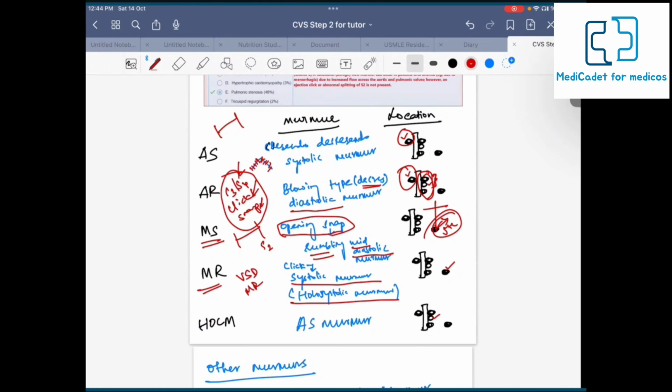Okay, and yeah, VSD, mitral regurgitation, tricuspid regurgitation. Whenever they mention holosystolic, definitely it's going to be one of these three. There's no confusion in that. Okay, based on the area, you can differentiate.